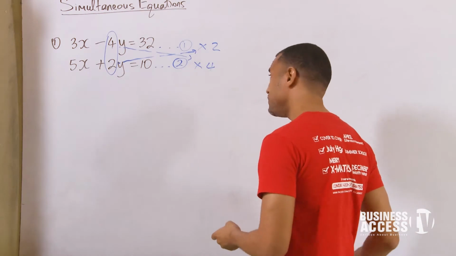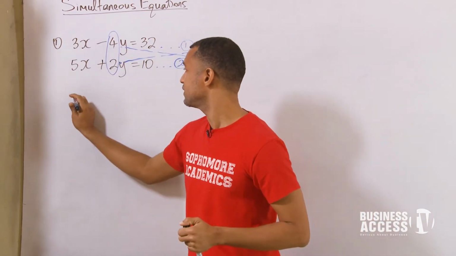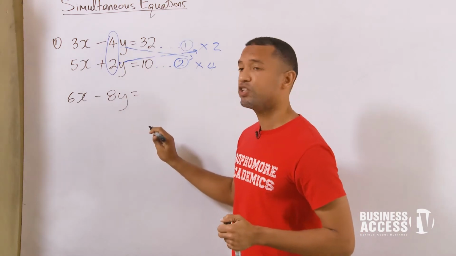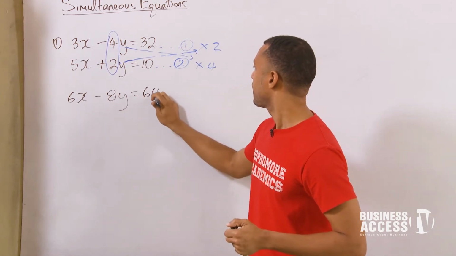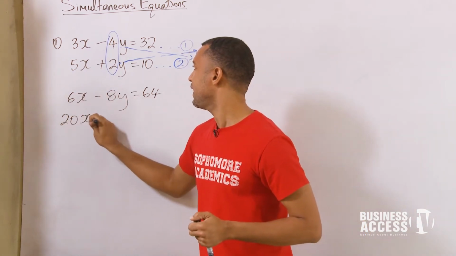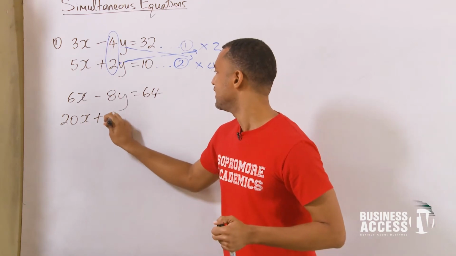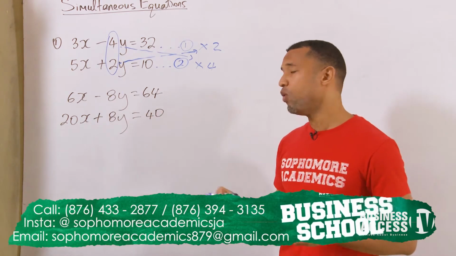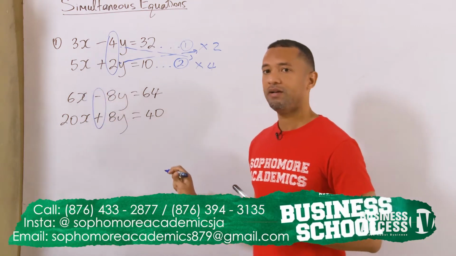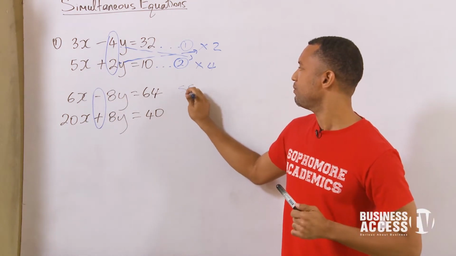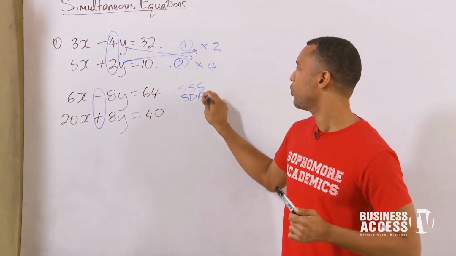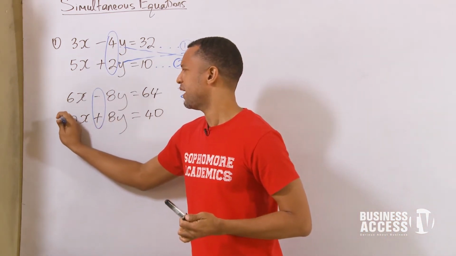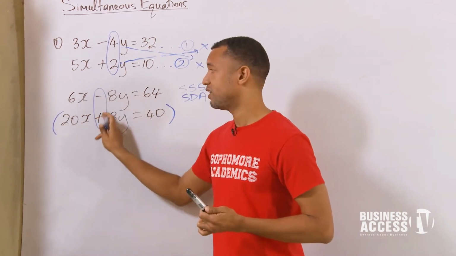Now, when I say we're going to multiply them, we're actually going to multiply them. 2 3s, we have, guys, 6x minus 8y is equal to 2 times 32, that is 64. All right? Then we'll have 4 5s, that's 20x plus 4 2s, that is 8y is equal to 4 10s, which is 40. Now, ladies and gents, at this point, we're gonna focus on the signs in the middle. And we're gonna say this: if the signs are the same, we subtract, and if the signs are different, we're gonna add. Now, in this case, the signs are different. So what we're gonna do is add.